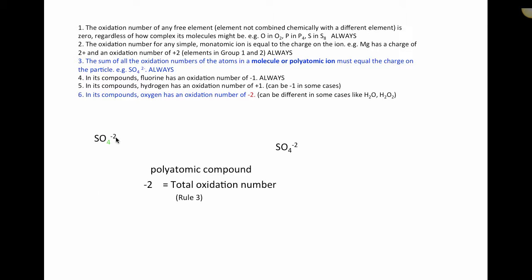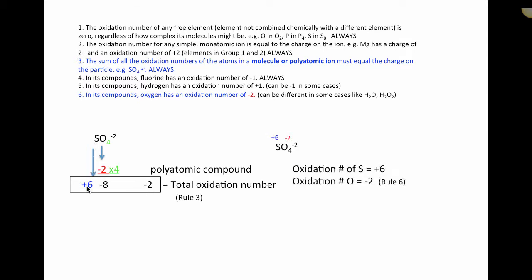And here's another example, sulfate, SO4 2-. Again, we're using rules 3 and 6, and we can assign oxygen as minus 2, and there's 4 oxygens, so I have a total of minus 8 for the oxygen side, and the total oxidation number must equal minus 2, which is the overall charge. So the oxidation number for sulfur must be plus 6. So from that math, we have the oxidation number of sulfur plus 6, and for oxygen minus 2.